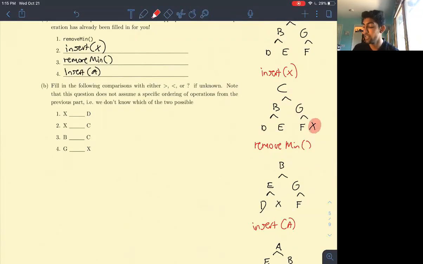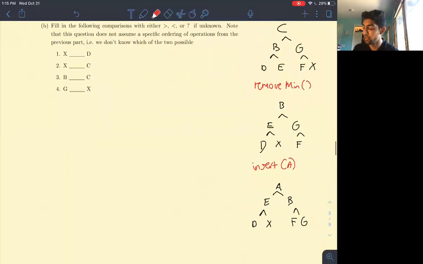X is here, which means it got compared to G, right? Then X gets promoted to the top. X was promoted here. It was compared to B, and it switched places with B. Then X came here, it was compared to E, and then X came here. So you can see that we never actually compared X to D, so we have no idea about this relationship.